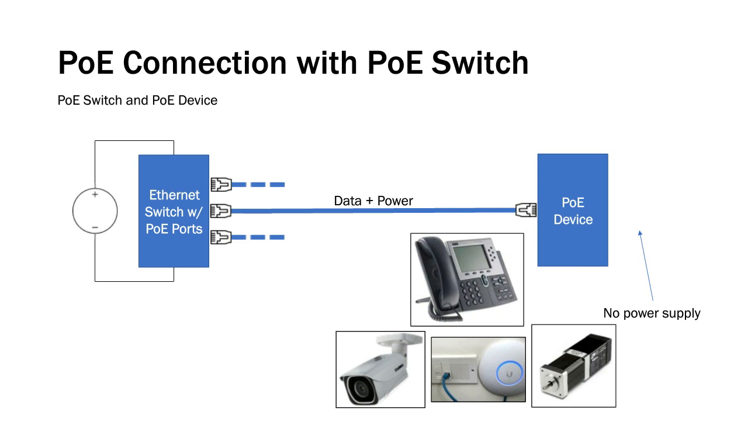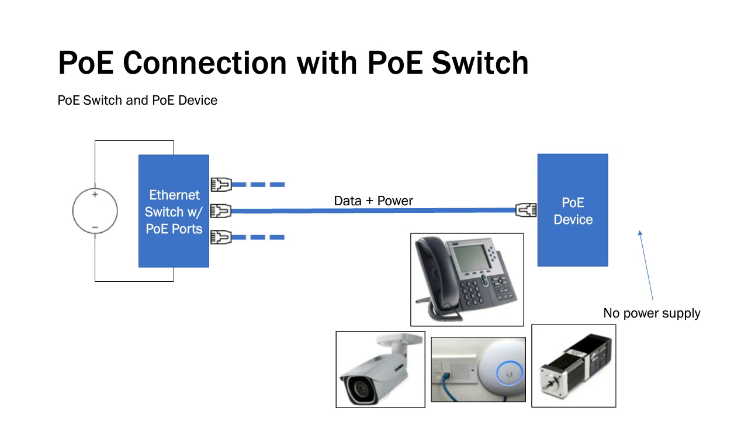Another example is IP security cameras. Those are very often PoE powered, and wireless access points, which are becoming super popular in office networks and home networks. Those are very often powered over Ethernet as well. And as we'll find out in today's presentation, there are some motion control devices, i.e. motors, that are powered over Ethernet as well.